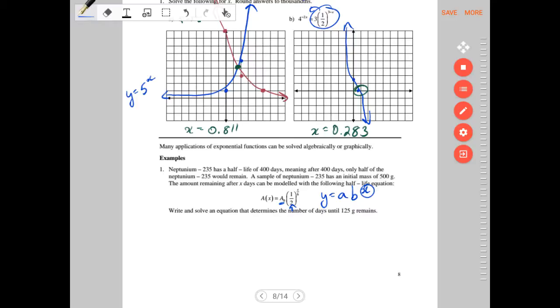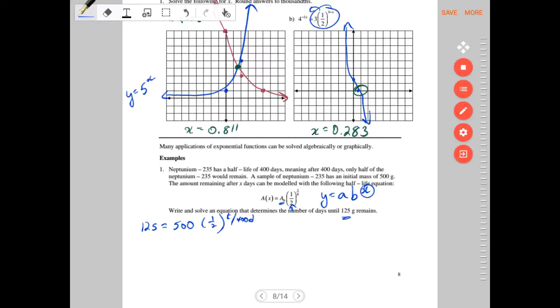Write and solve an equation that determines the number of days until 125 grams remains. So that's our final amount. That's a to the x, or a of x. So let's sub in. A of x is 125. A naught is our original amount. We had 500 grams, times 1/2 to the power of t, which is what we're looking for, over my half-life, which is 400 days.